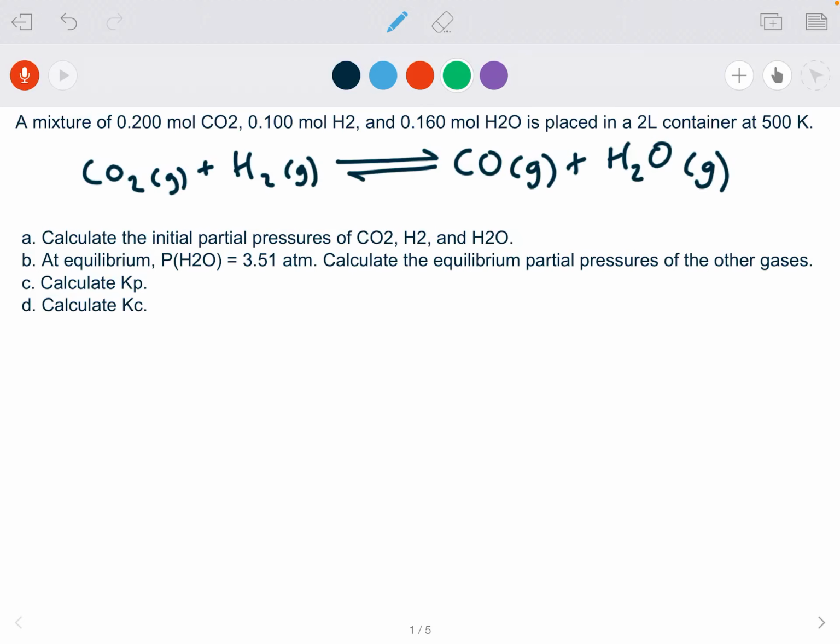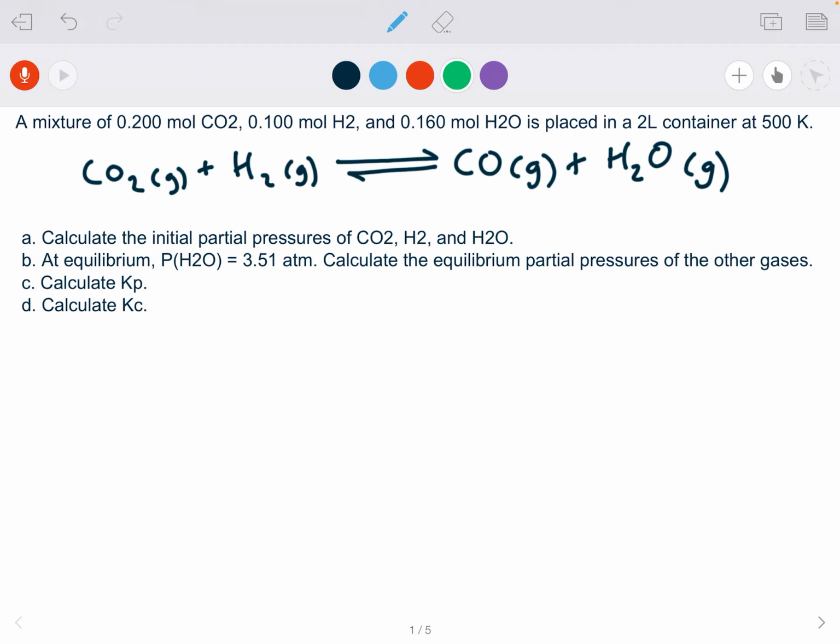Hi, for this video I'm going to go over two practice problems that you would often see with chemical equilibrium: calculating equilibrium concentrations, equilibrium partial pressures, calculating Kp, calculating Kc, and using an ice table to do that. So this is example 1 that I will go through.